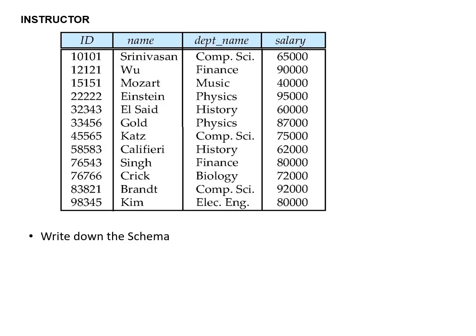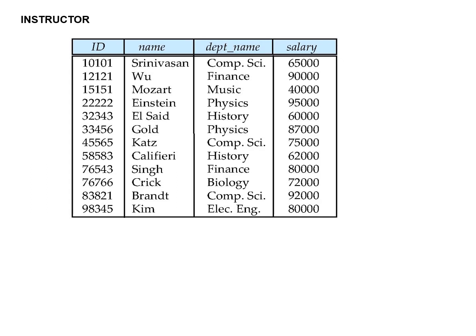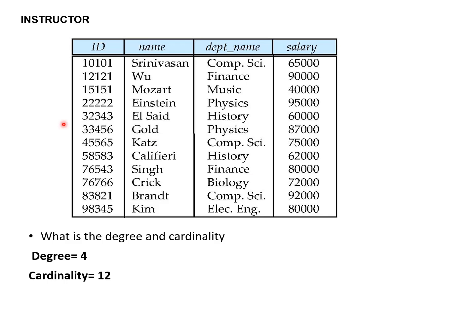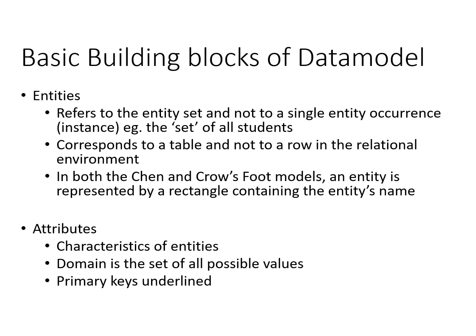Now, can you write down the schema for this? Here, the table name is instructor. So instructor, within the parentheses, you will have ID, comma, name, comma, department name, and salary. And what is the degree and cardinality of this? The degree is 4 because you have 4 different attributes, and you have 12 different rows. This is the cardinality.